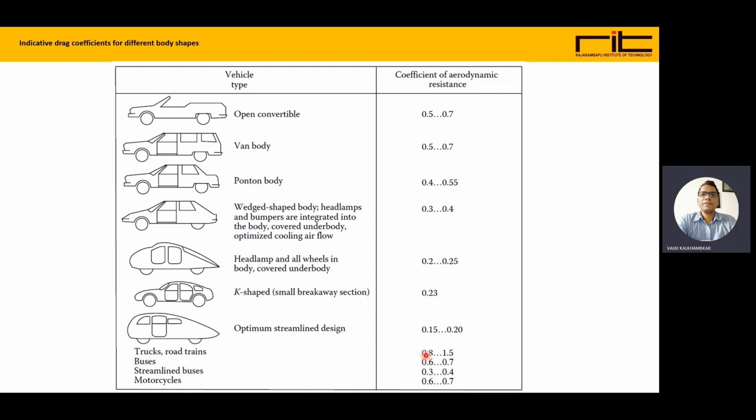For trucks, road trains, 0.8 to 1.5. Buses, 0.6 to 0.7. Streamlined buses, 0.3 to 0.4. Motorcycles, 0.6 to 0.7. So these are some indicative figures. It will vary when the shapes are different.